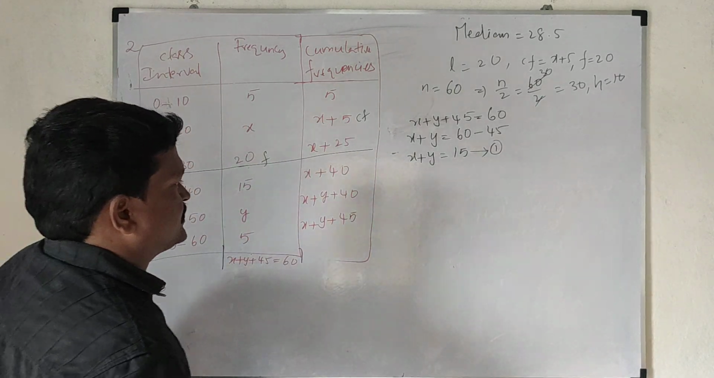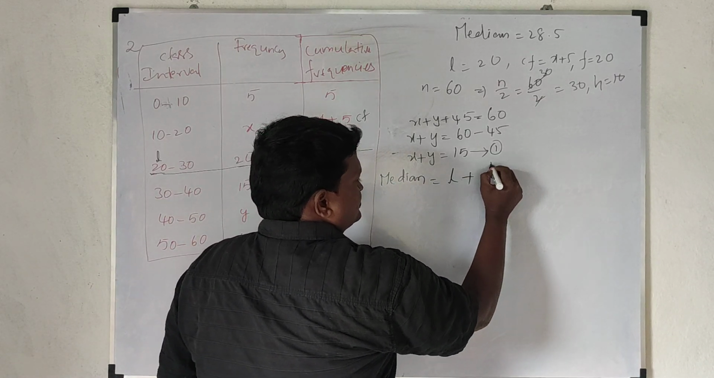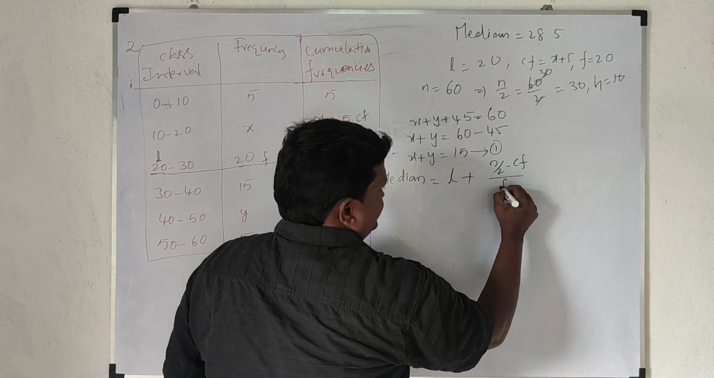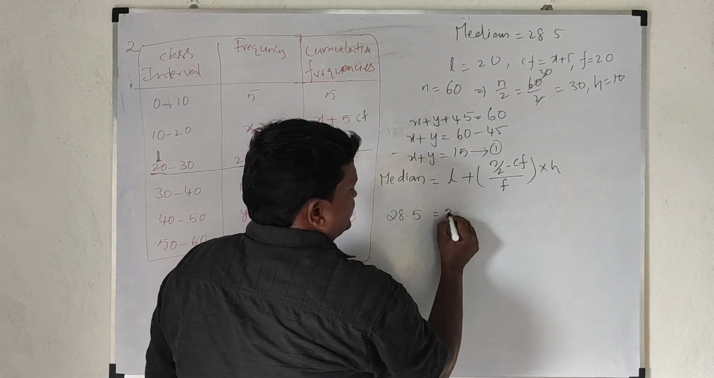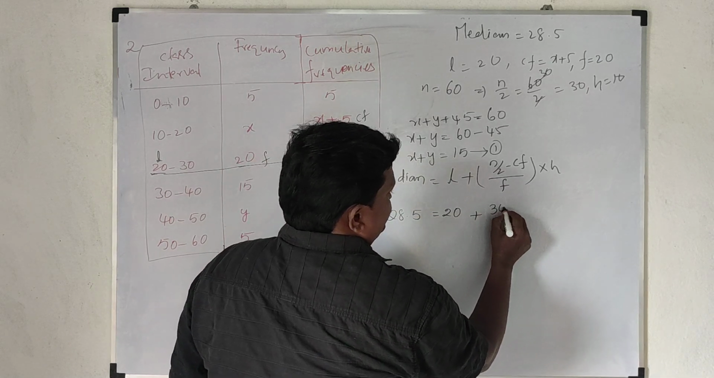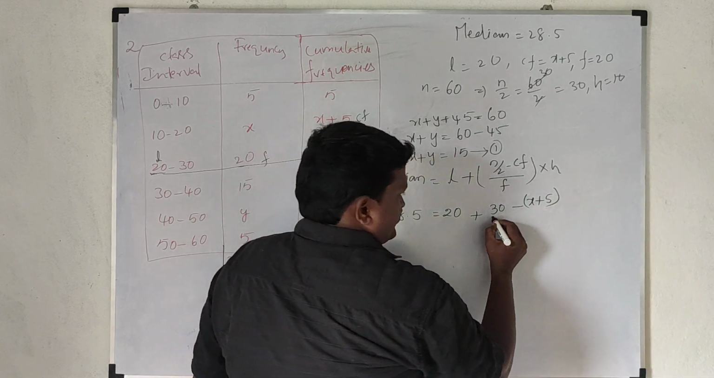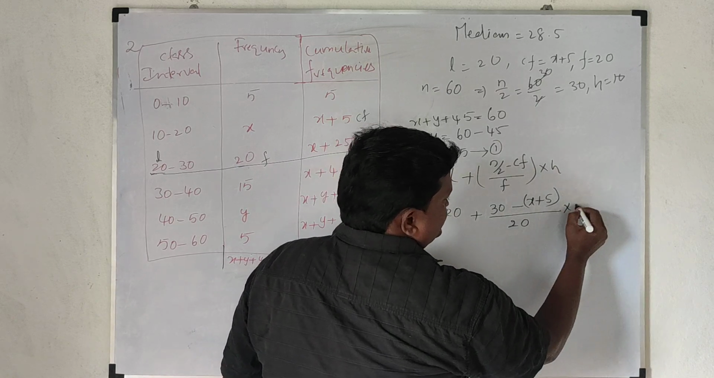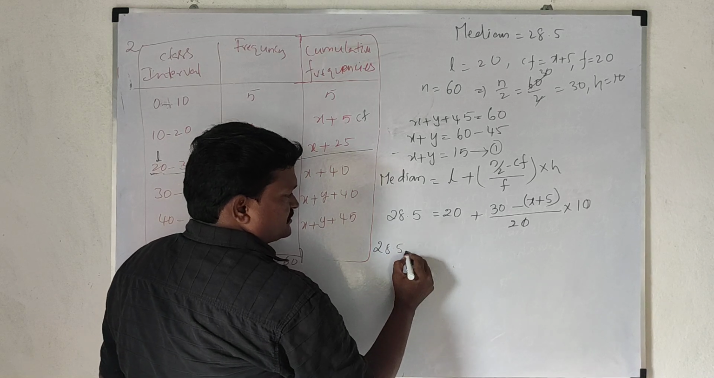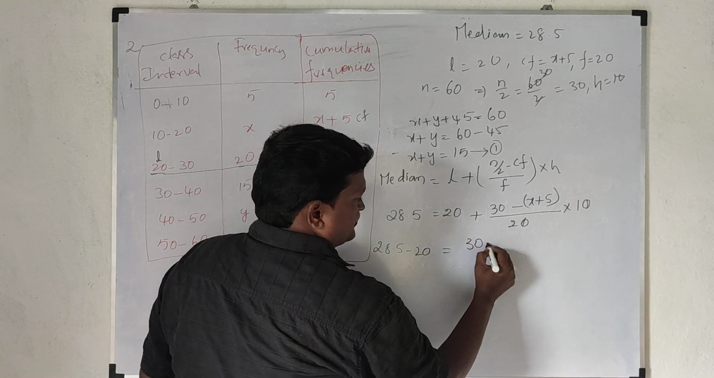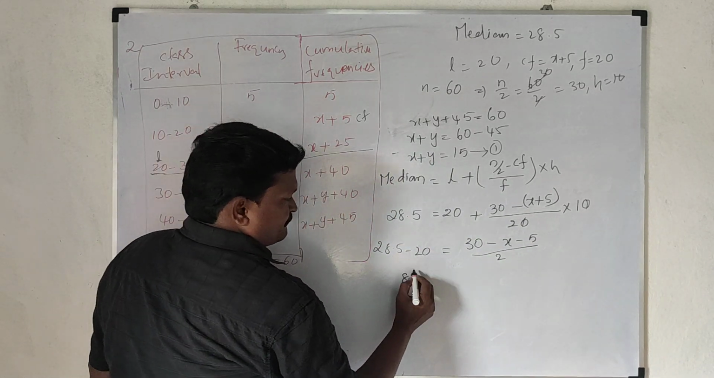Now see the median. Median is equal to L plus (N by 2 minus CF) by F into H. Median is 28.5. What is the L? It is 20. N by 2, how much did we get? 30. CF is x plus 5. Minus is there, so take the bracket, divided by F, which is 20. H is 10. This 0 cancels. Sending the 20 to this side, 28.5 minus 20 is equal to (30 minus (x plus 5)) by 2. This is 8.5 after subtracting.